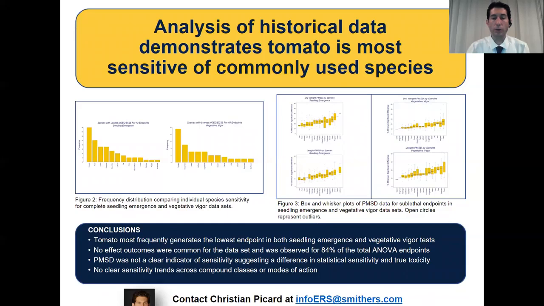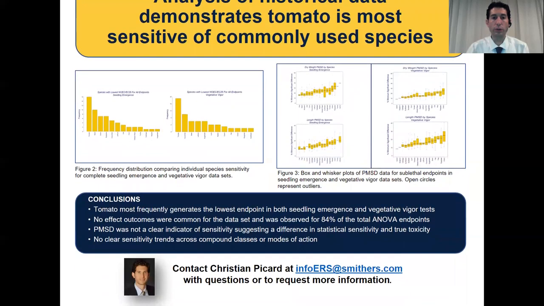So some general conclusions here. Again, tomato most frequently generated the lowest endpoint in both test designs. 84% of the ANOVA comparisons resulted in no effect outcomes, which is quite a bit. And the PMSD was not a clear indicator of true sensitivity, suggesting there was a difference between that statistical value and what was actually biologically sensitive. And not pictured here, but we didn't see any clear trends across the compound classes or the various modes of action.